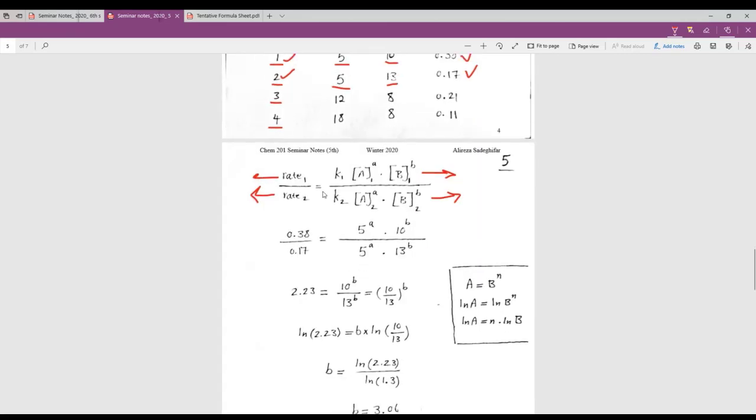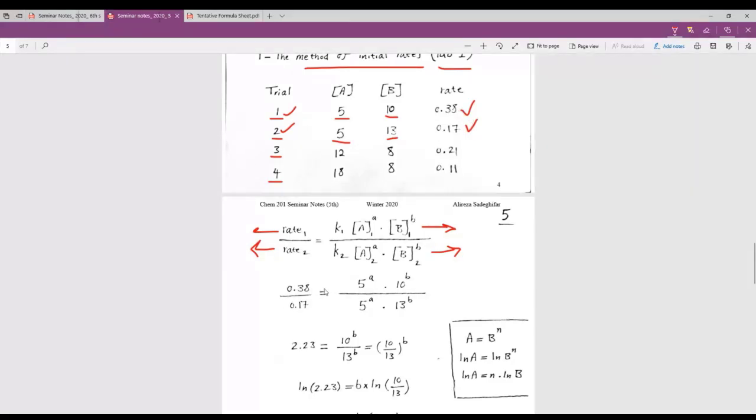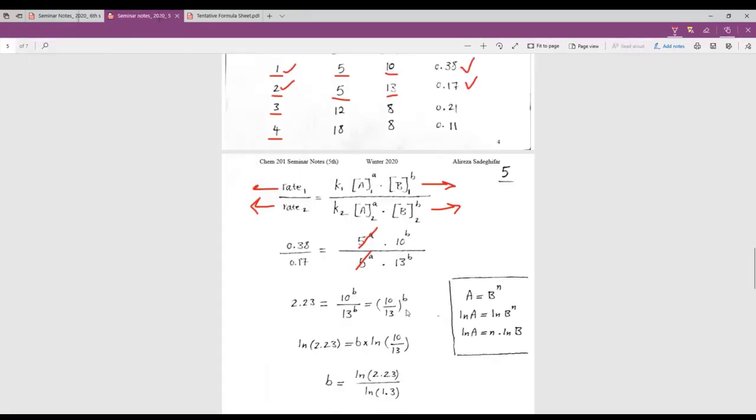So what is rate 1? According to the table, it is 0.38. What is rate 2? 0.17. So we've calculated it, or we've obtained it using an instrument in the experiment, for example. What is the concentration of A in trial 1? It's 5. And in trial 2? It's 5. So what happens is that we've kept this fixed, so they cancel. We're only left with the concentration that is different in trials 1 and 2, the concentration of B. In 1 it's 10, in 2 it is 13.